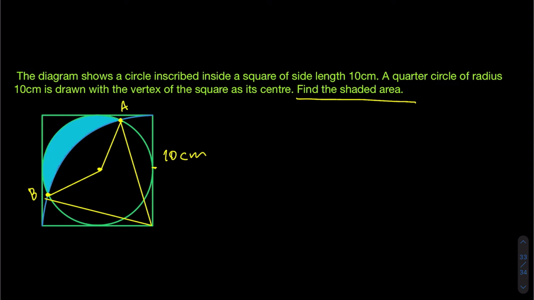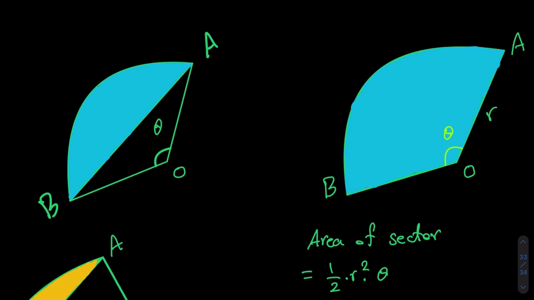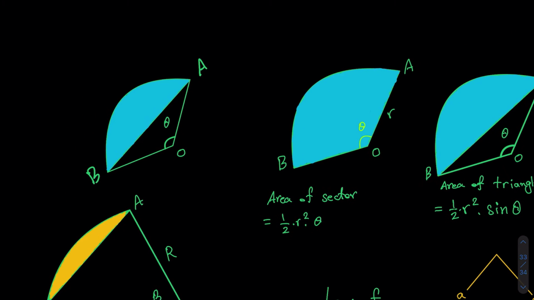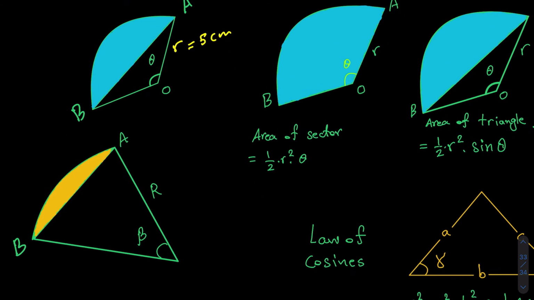So now let's try to understand what this figure is made up of, what other figures. Let's have a look here. We see in this figure, this is a sector made by the smaller circle, so let's call its radius r, which is 5 centimeters, right? And here, the larger radius, capital R, which is 10 centimeters, okay? These are 2 sectors.